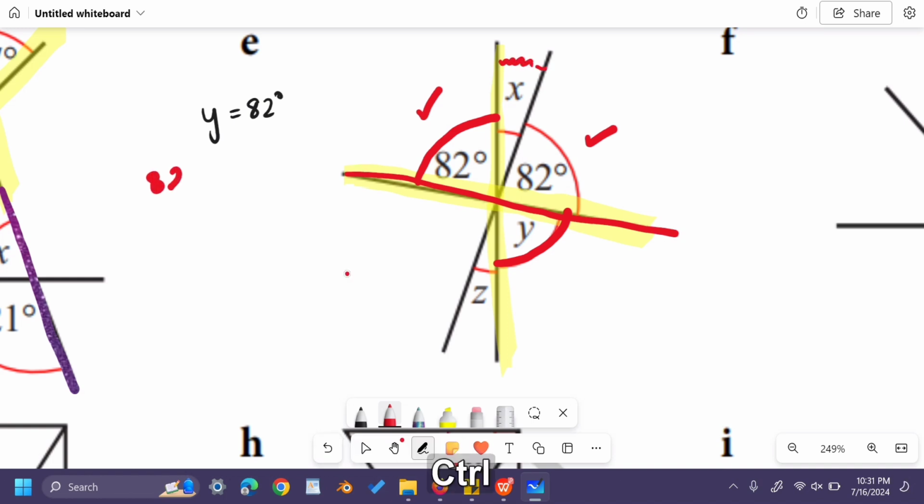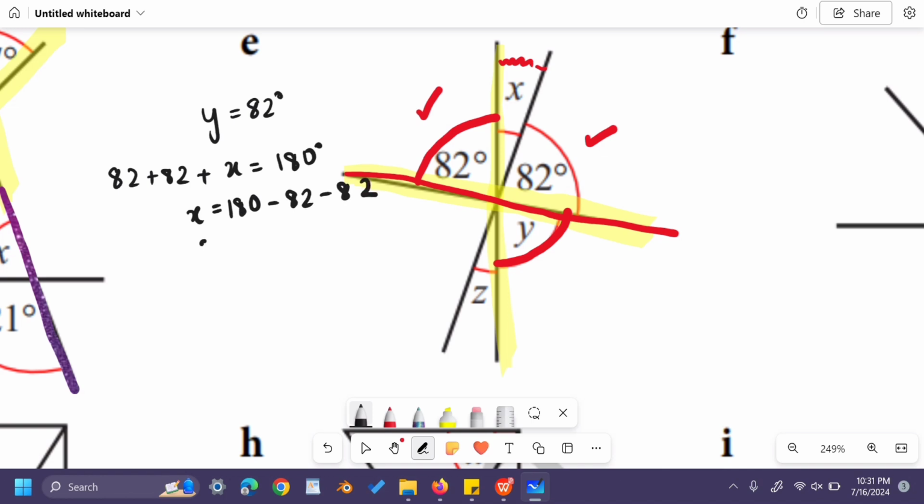We can find this part using the formula. 82, let me switch to another color. 82 plus 82 plus x is going to be 180 degrees, right? So x will be finally 180 minus 82 minus 82, and then finally x is going to be 16 degrees. So we can say this is 16 degrees, this is 82 degrees.